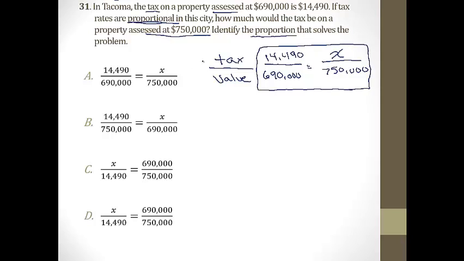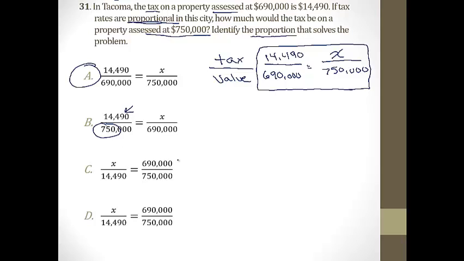So let's look down here and see if we can find it. Well, we're lucky because I think it's just this first one. This first one matches our proportion. What's wrong with these other ones? If you look at this second one, the wrong value has been assigned to the $14,000, so the tax was not on the $750,000.